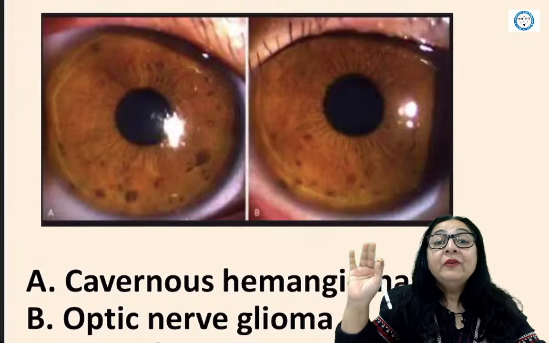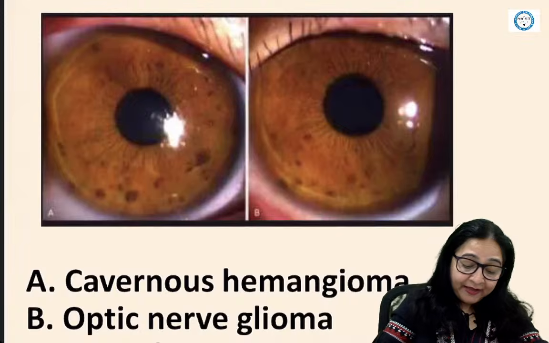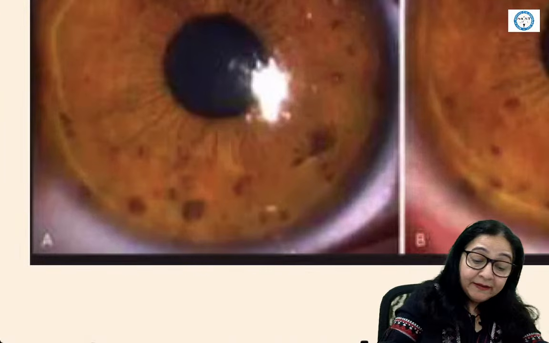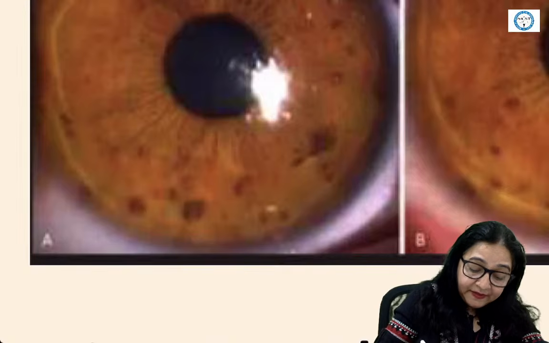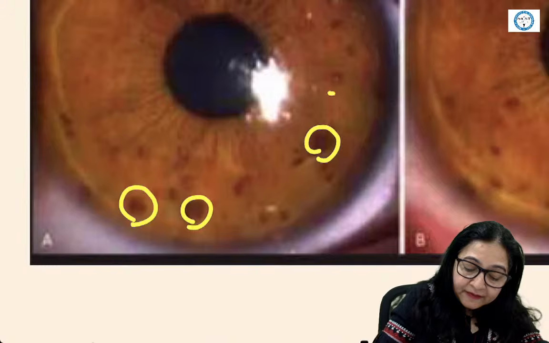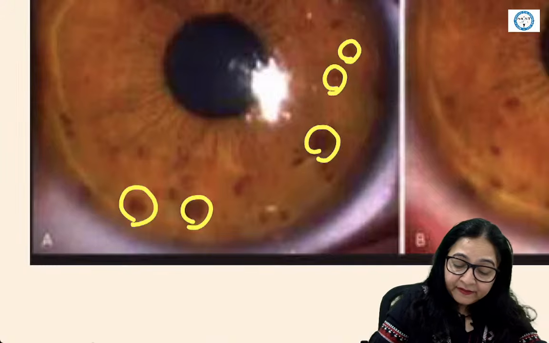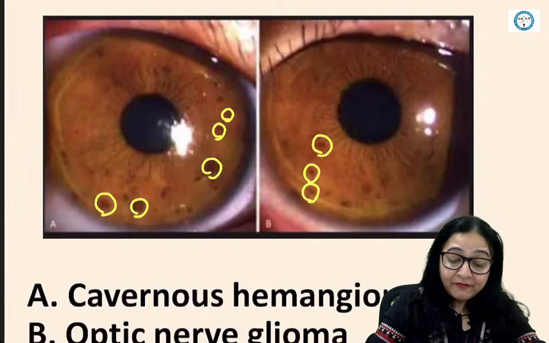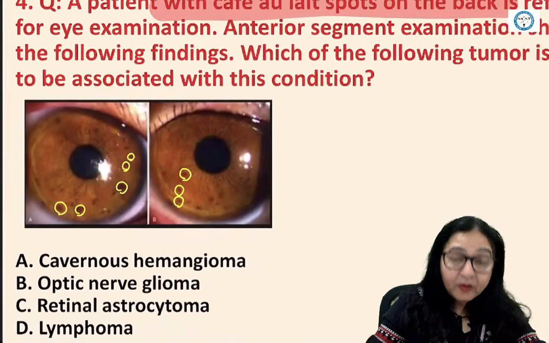What are you seeing on the iris, बच्चे? आयरस पे आपको क्या दिख रहा है? ये इस तरह के नोड्यूल्स दिख रहे हैं, right? You are able to see these nodules on the iris. Okay? So these nodules on the iris, which are there in both the eyes here, in the presence of cafe au lait spots. So what are these nodules?